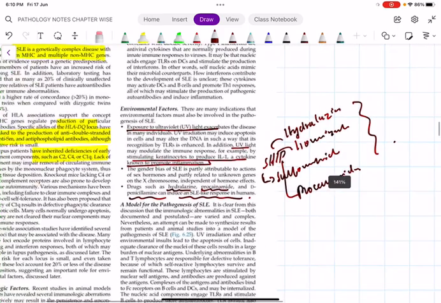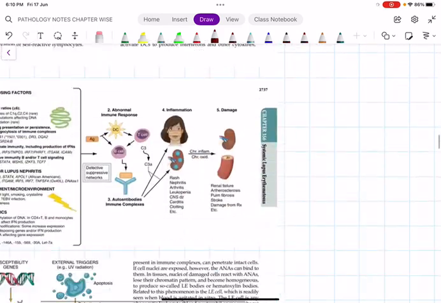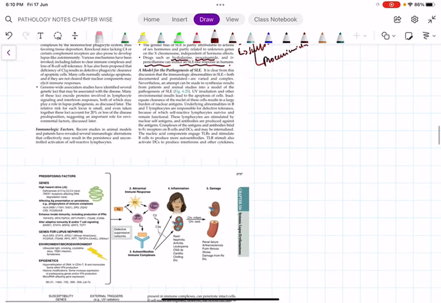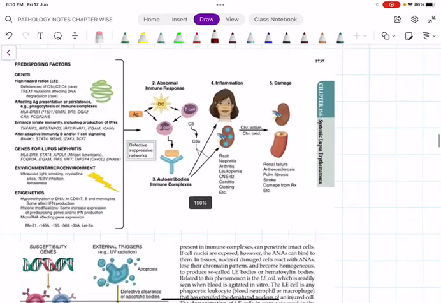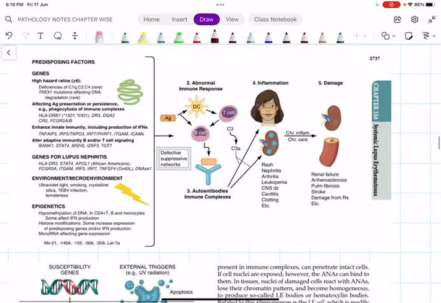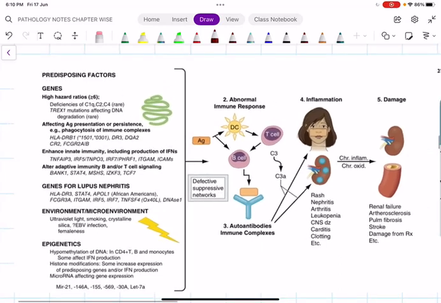Okay. Now let us see a model for pathogenesis of systemic lupus erythematosus. Before that, let me show a picture from Harrison. See, what are the predisposing factors? Genes. In genes, see, C1q, C2, C4 inherited deficiency. Then what are the HLA? HLA DRB1. Remember, this is a very important MCQ question. Many PG entrance exams have asked it. This is not mentioned in Robbins.